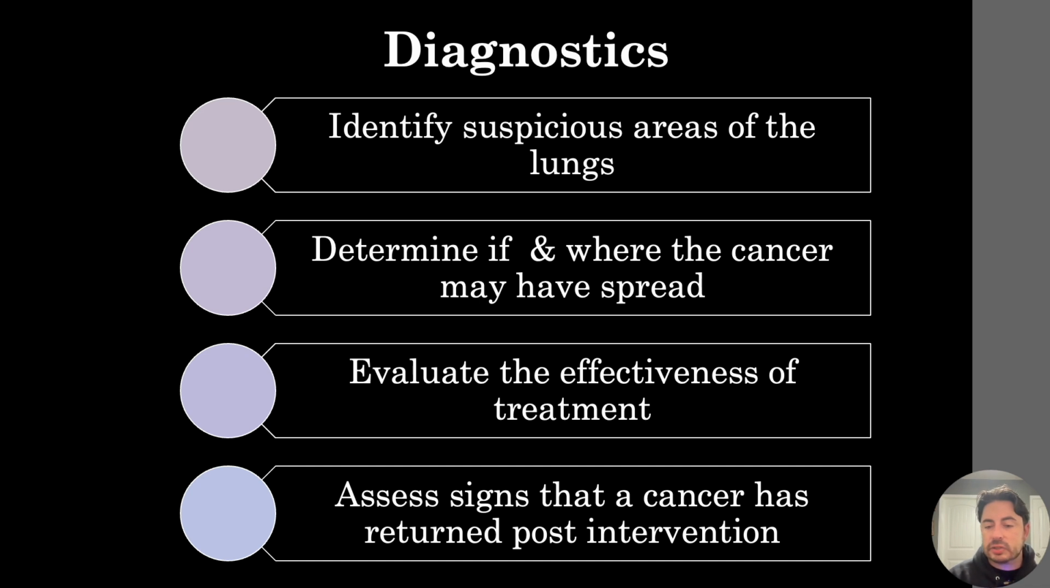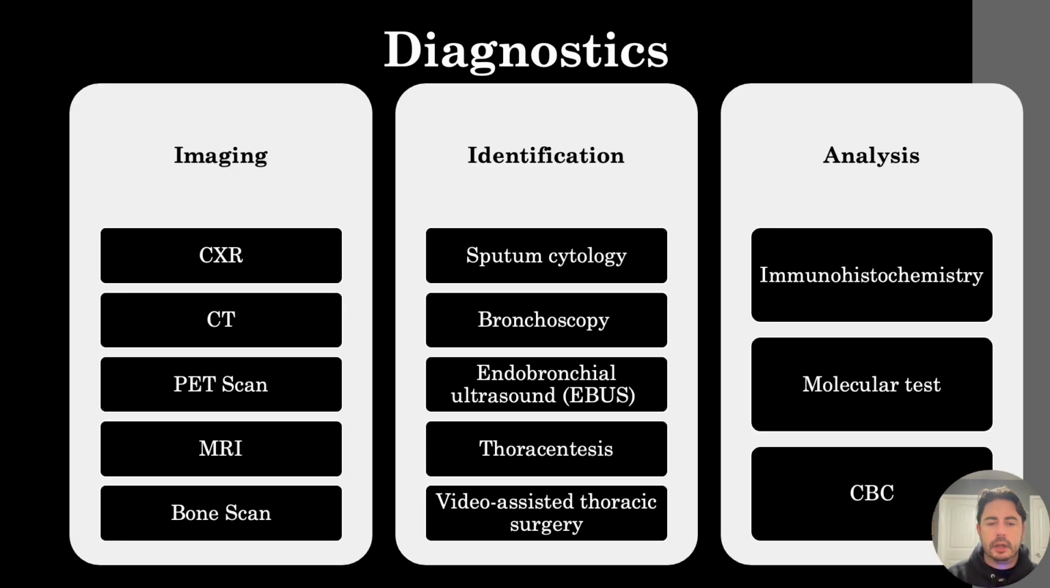We need to start getting these patients on some sort of therapy, some sort of regimen, so that we can evaluate the effectiveness of that treatment and we can assess the signs that cancer has returned post intervention or that the patient has had a relapse. So, once they go into remission, or if they go into remission, it doesn't mean that they are completely cancer free. I take that back. They are cancer free, but it doesn't mean that the cancer won't come back and it won't spread. So, some of the things that we're going to look at: imaging.